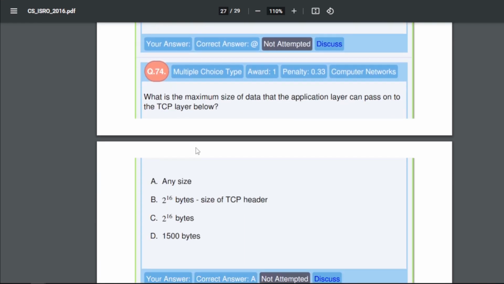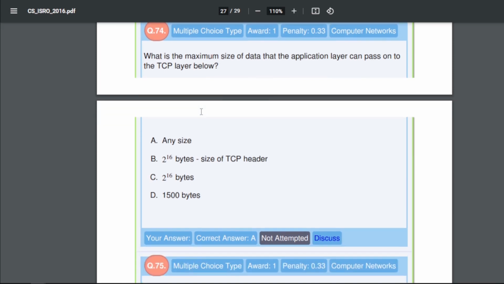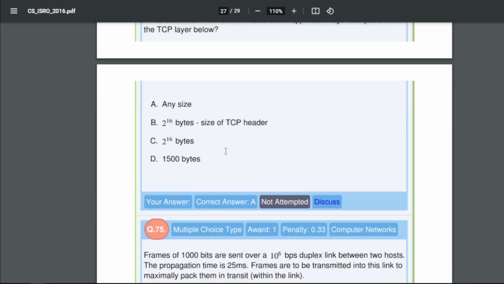Now question number 74: what is the maximum size of data that the application layer can pass on to the TCP layer below? The maximum size of data would be A, that is any size. The application layer can pass data of any size to the TCP layer below.